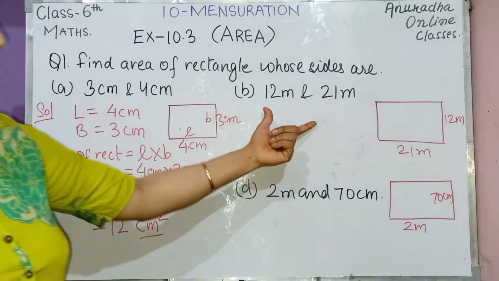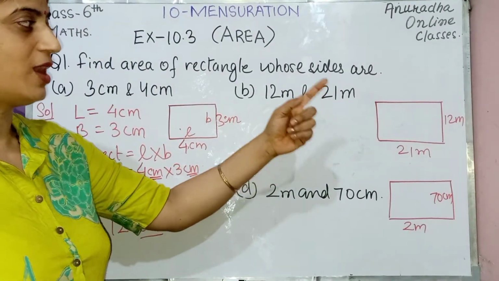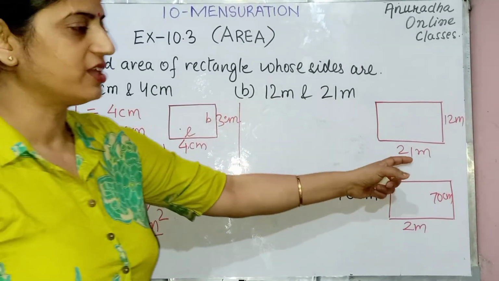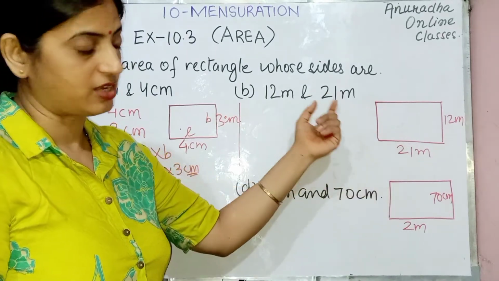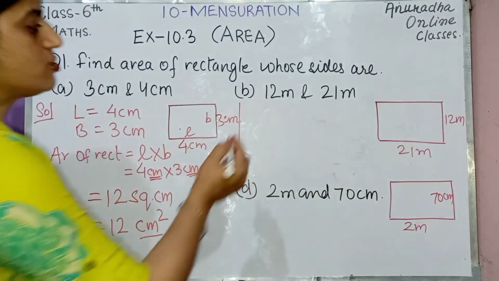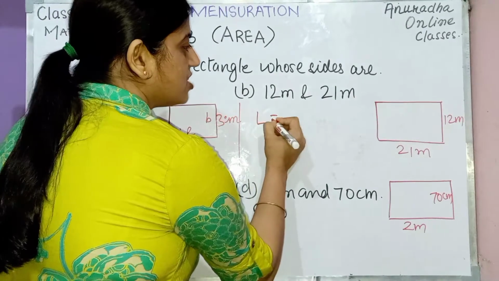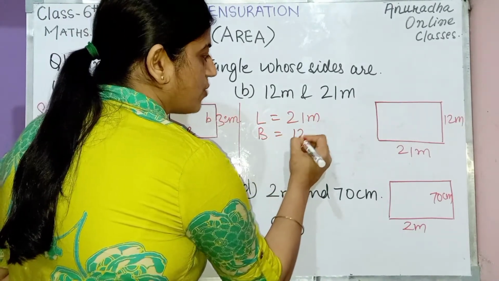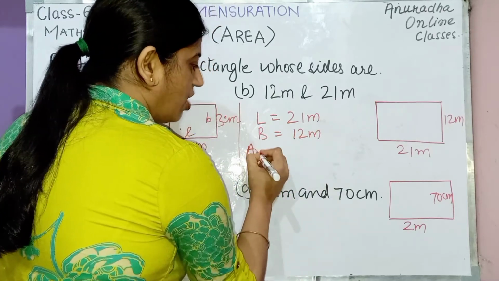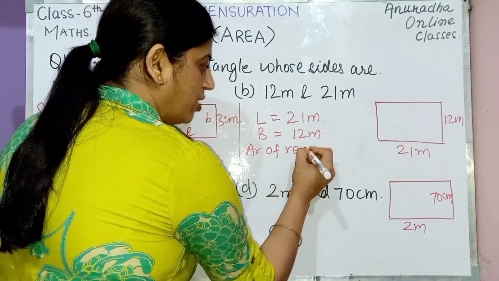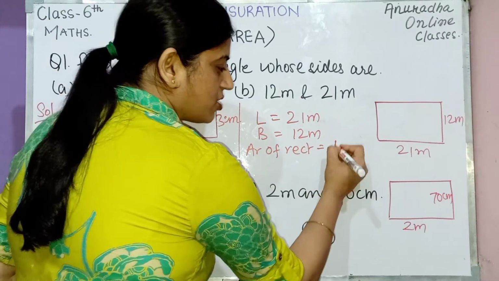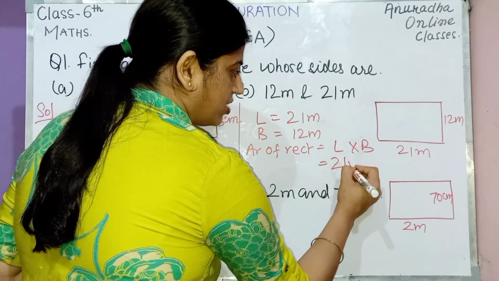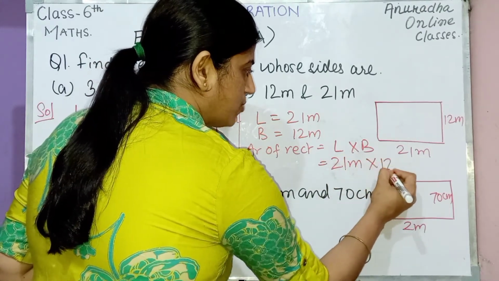Okay. See the second part, that is 12 meter and 21 meter. So what is the length? We have taken the length as the bigger number, that is 21 meter. And the breadth we have taken as 12 meter. Right? What is the area? Always you have to write the formula. That is area of rectangle is equal to L into B. That is equal to 21 meter into 12 meter.